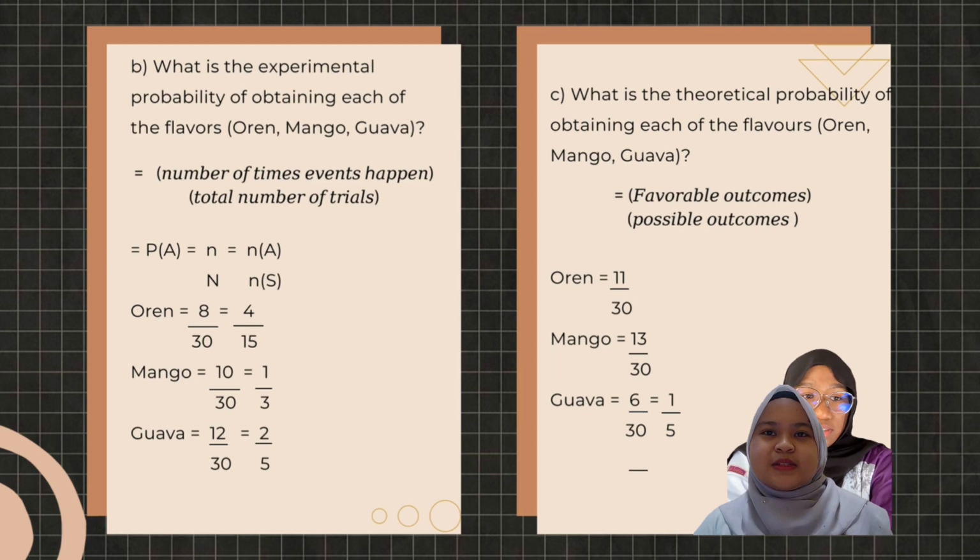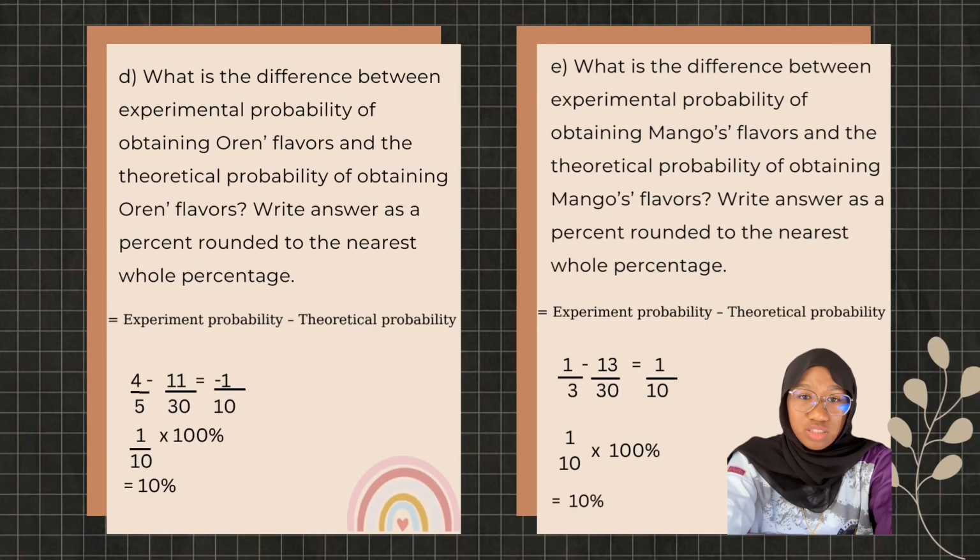Question D asks: what is the difference between the experimental probability of obtaining orange flavor and the theoretical probability of obtaining orange flavor? We will answer this question in percents, rounded to the nearest whole percentage.